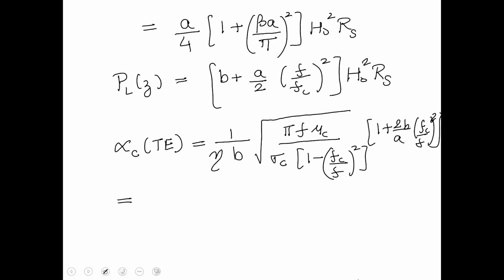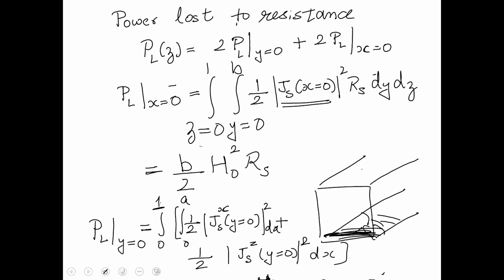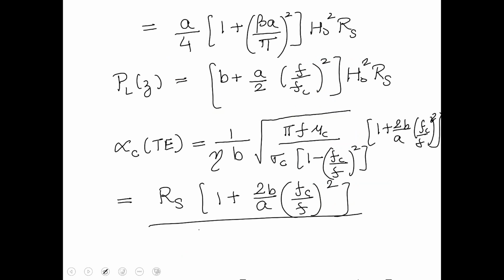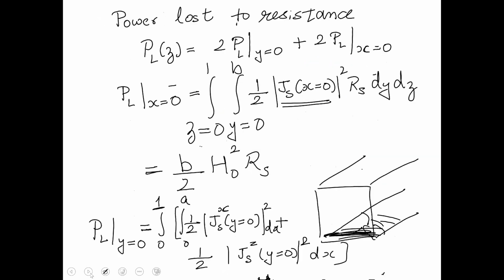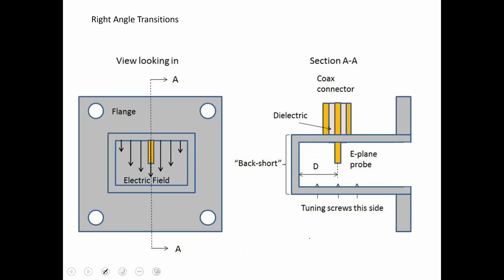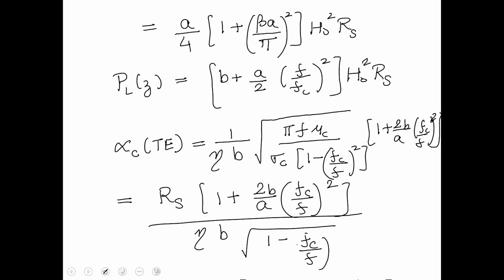or you can also write it in terms of the resistance, would be equal to Rs times 1 plus 2b by a fc by f square divided by beta b square root of 1 minus fc by f square.